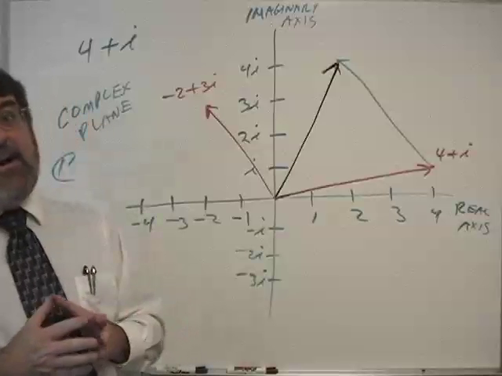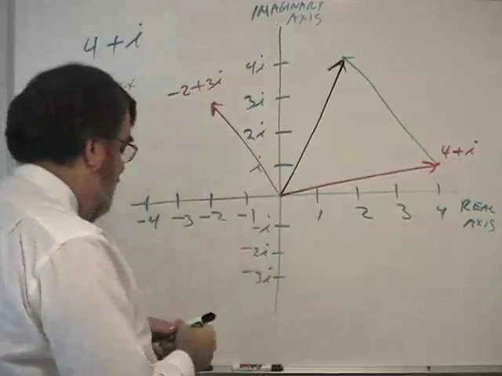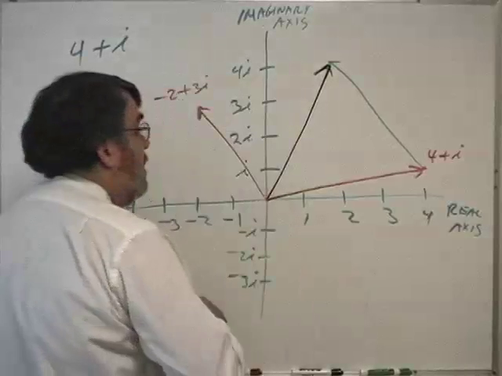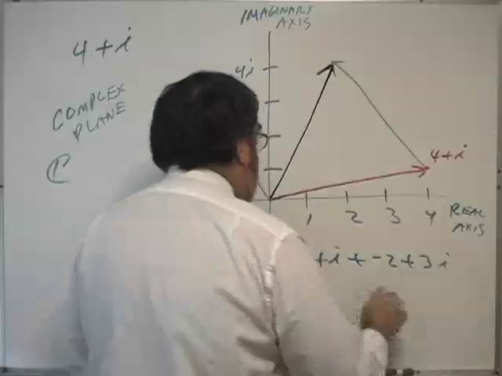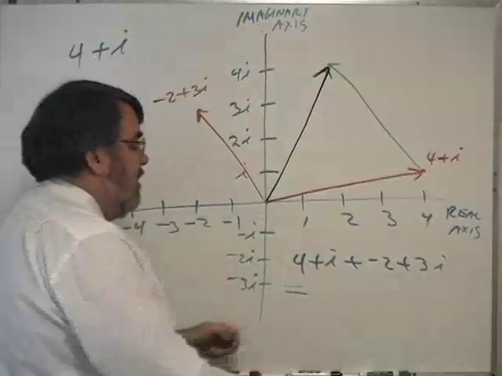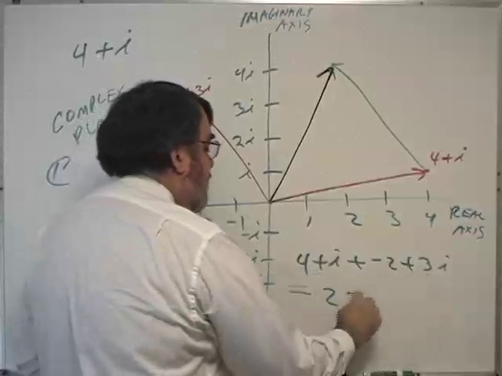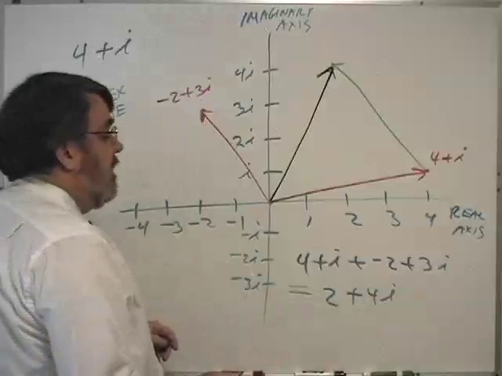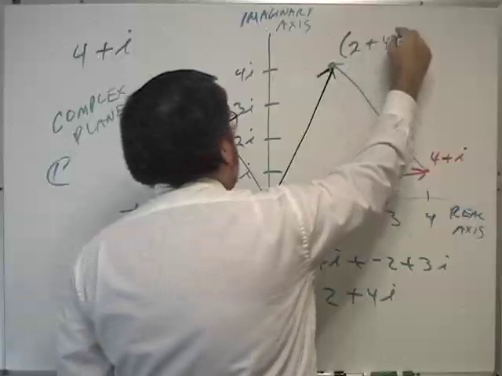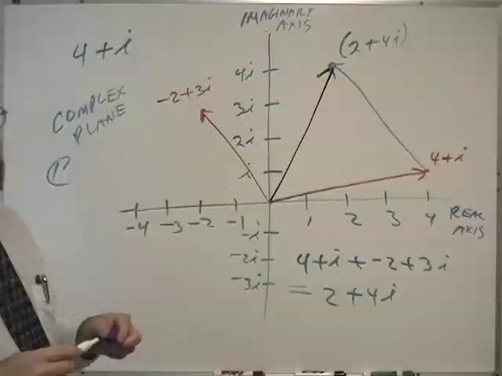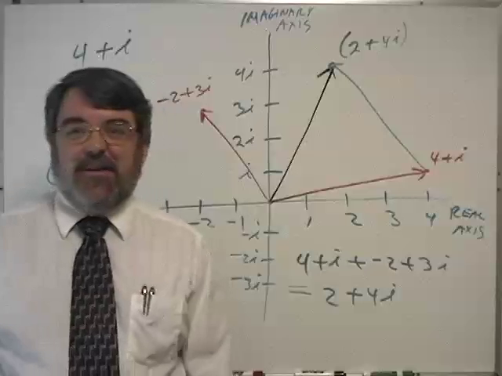It turns out when we add complex numbers, if you add 4 plus i and negative 2 plus 3i, you do the natural thing, combine like terms. I get 4 plus negative 2 is 2, i plus 3i is 4i, and if you look up here, this point is the point 2 plus 4i. Exactly. So there we go, just an introduction to the complex plane.